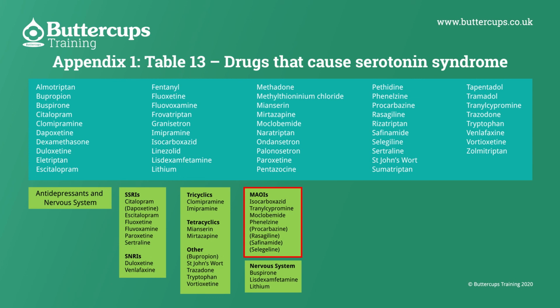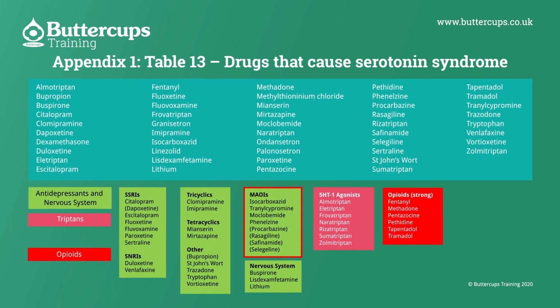This list also includes MAOIs used for other conditions, such as selegiline for Parkinson's disease. Triptans for migraine are serotonin agonists, and several of the stronger opioids are also indicated here. The latter group includes methadone. Does your pharmacy have methadone patients that also take an antidepressant? Do you ever consider that they are at an increased risk?